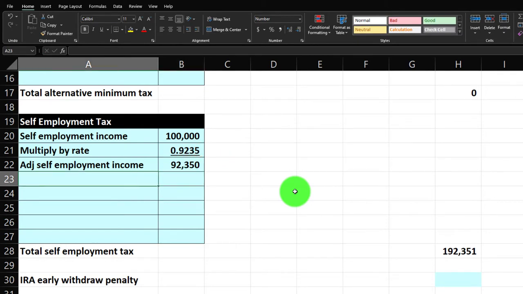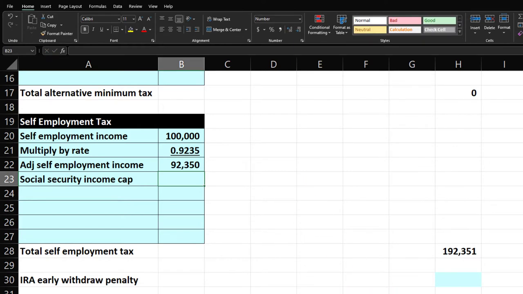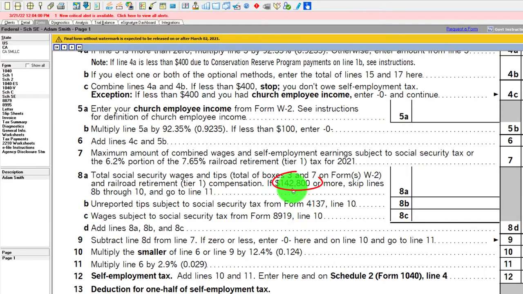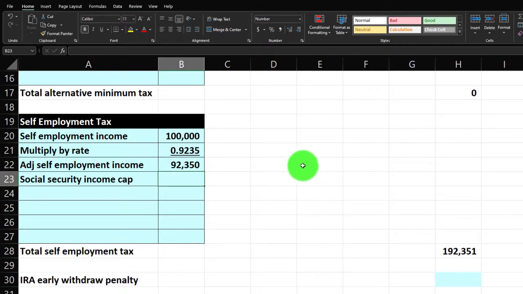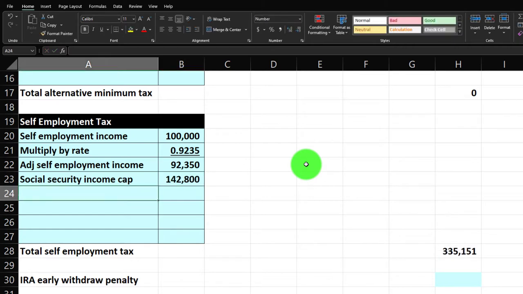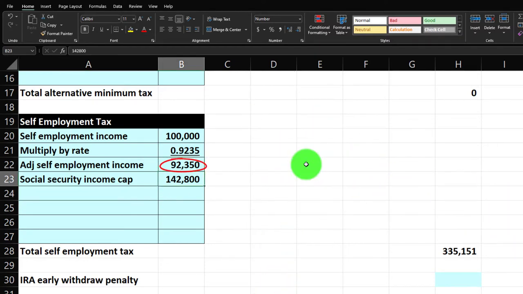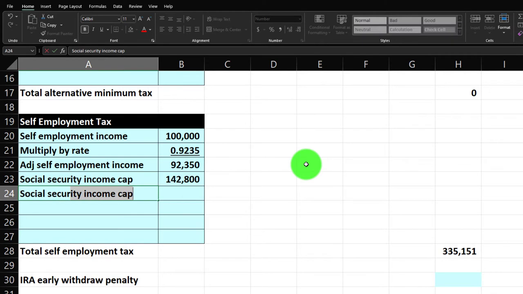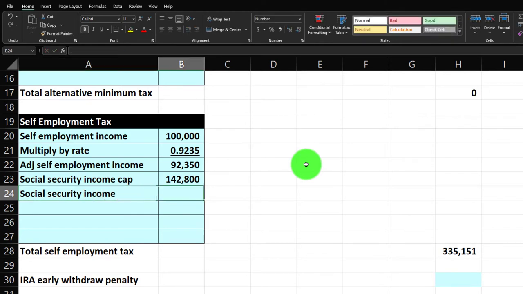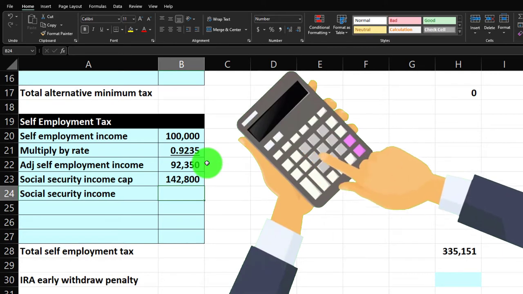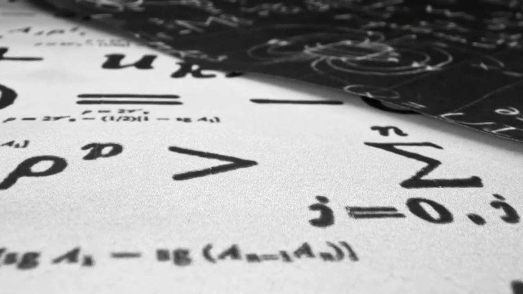And then we've got the Social Security income cap. So the Social Security is capped at the 142.8. I know I'm doing this kind of quick, but just to get an idea, 142.8. So now to calculate Social Security, we're going to take either this number or this number. We're going to say then Social Security income is the lesser of these two. We'll do a logic test to do that, a good old if-then formula.